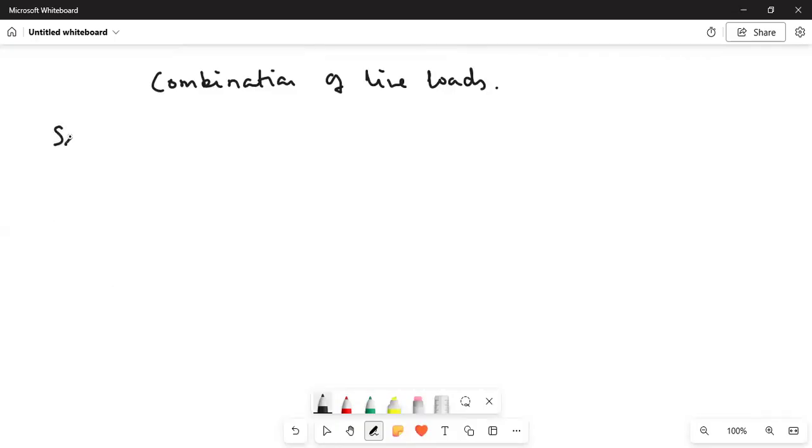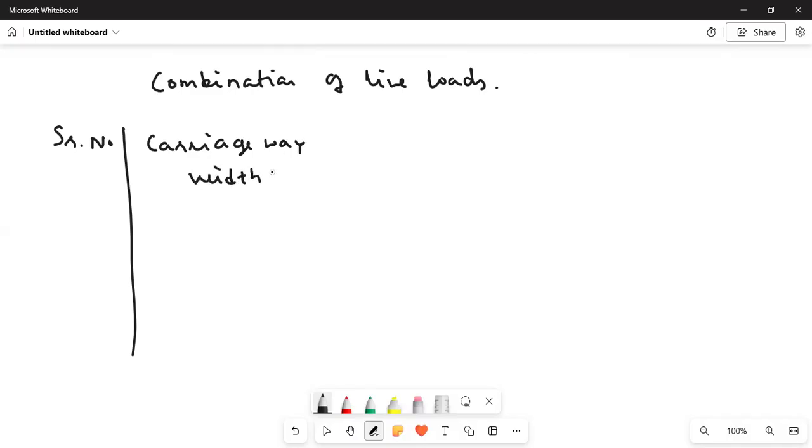So here serial number, then carriageway width. All this data is given in IRC 6. Carriageway width, then number of lanes.